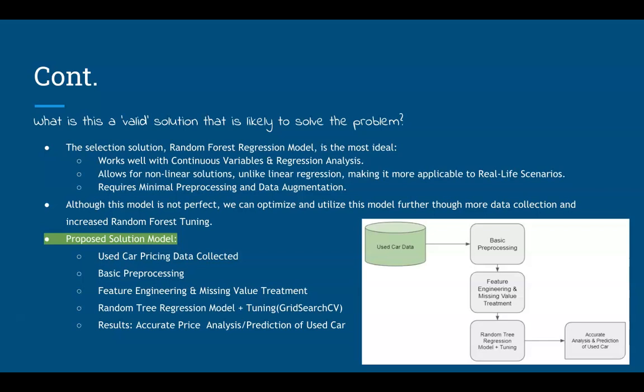Although this model is not perfect, we can optimize and utilize it further for more data collection and increased random forest tuning. A basic proposed solution model begins with our used car pricing data being collected, then some basic pre-processing of our data, followed by feature engineering and missing value treatment, which we showed a little bit earlier, and then random forest regression model creation and subsequent tuning through grid search cross-validation. Ultimately, these steps result in an accurate price prediction of a used car.